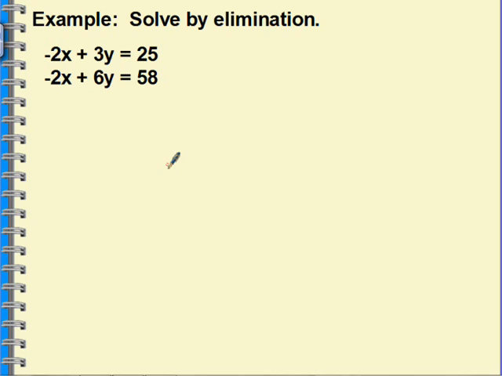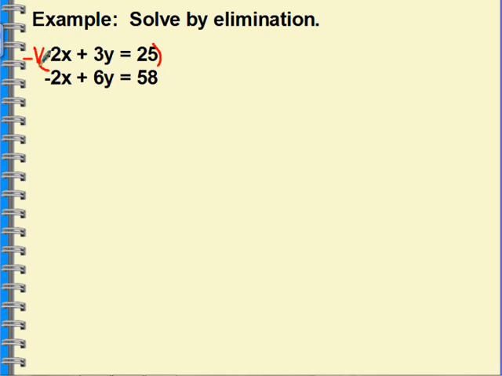Well, looking at my equations here, it looks like the x term has the same coefficient, the same number in front, but unfortunately it does not have opposite signs. That's okay, we can make it have opposite signs. We can pick one equation. Last time I picked the bottom equation to multiply by negative 1. This time I'll just pick the top. You only have to pick one.